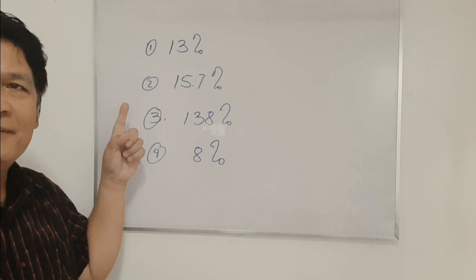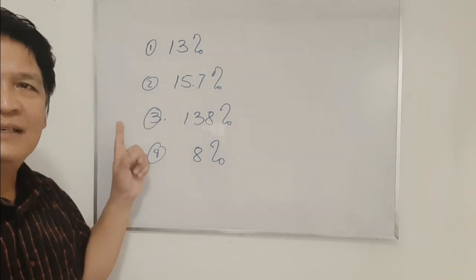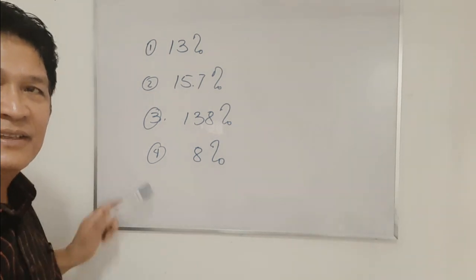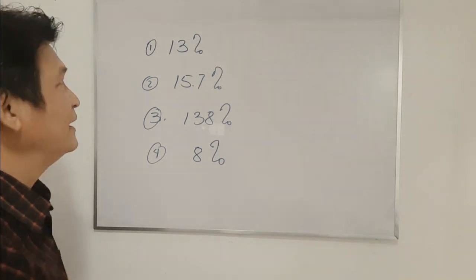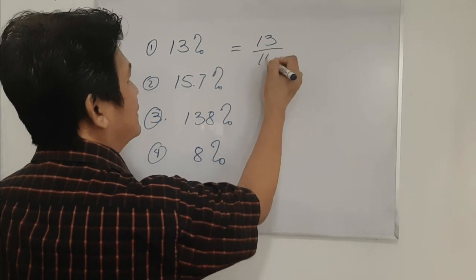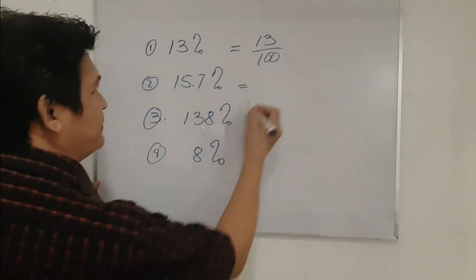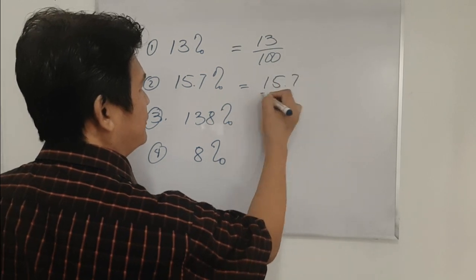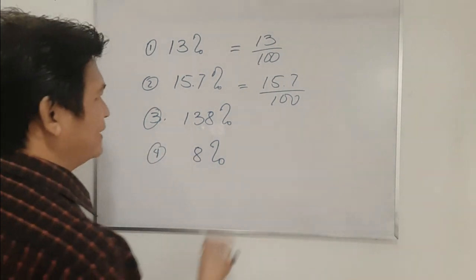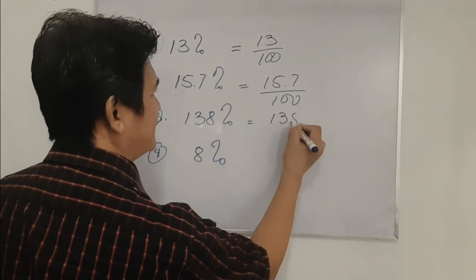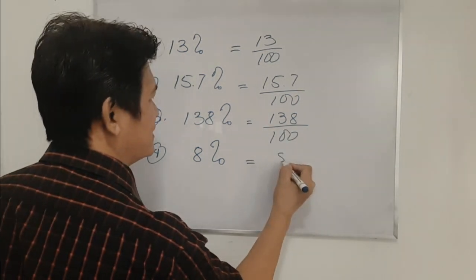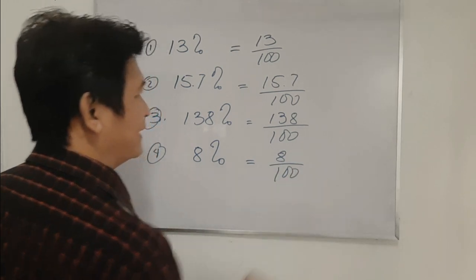We have here examples of various numbers expressed as percent. We have here 13%, we have 15.7%, 138%, and 8%. Now we express this in terms of a fraction. Your 13 becomes 13 over 100. Your 15.7% becomes 15.7 over 100. Your 138% becomes 138 over 100. And then your 8% becomes 8 over 100.